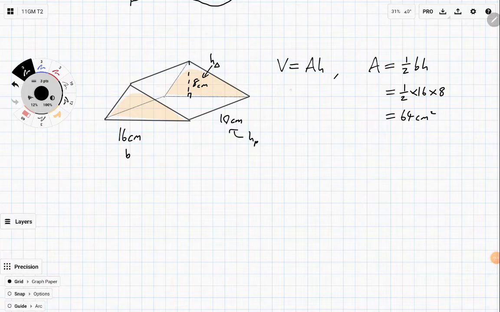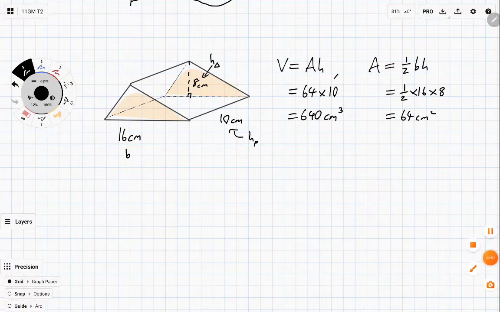So volume is equal to 64, the area, times the height, which is 10, which is 640. And since all of our units were in centimeters, the answer is going to be in cubic centimeters, which is written centimeters cubed, but remember we say the cubic first. Let's have a look at a second one.